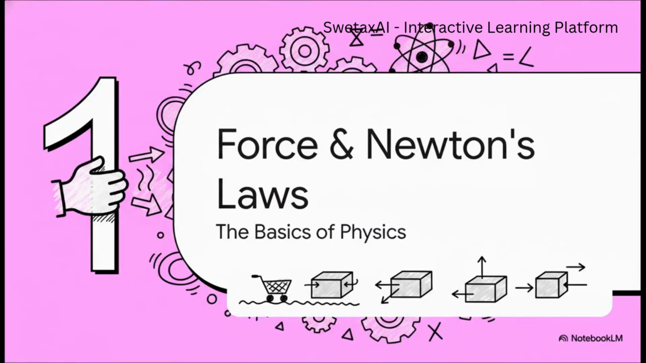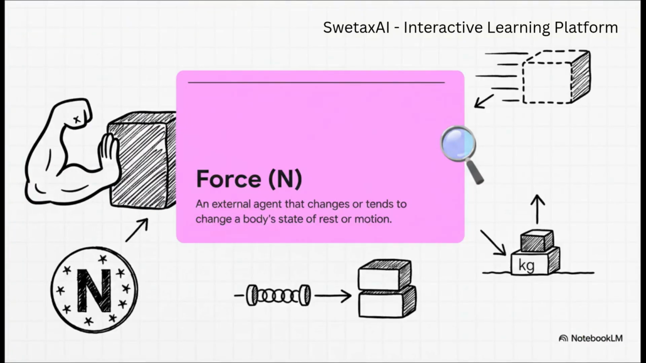Section 1. Force and Newton's laws. The basics of physics. All right, let's kick things off with a formal definition. A force is essentially an external agent. Think of a push or a pull from a spring. It's something that changes, or even just tends to change, the state of rest or uniform motion of a body. And crucially, we measure this in newtons. You'll see that denoted by a capital N.